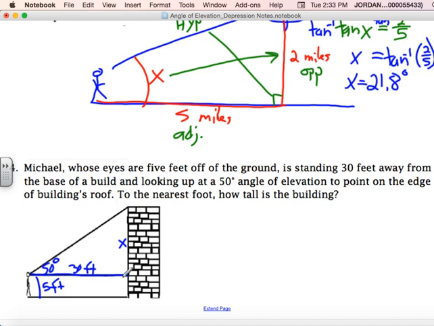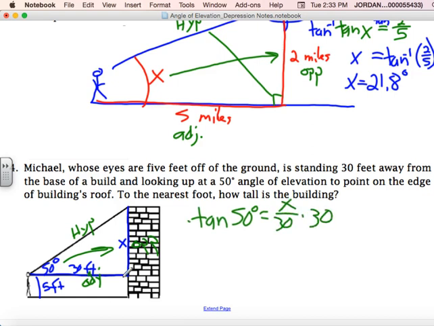So this triangle right here, from his eyes out, his eyes aren't at the base of the building. So when we find this x, we're just finding this distance from the top of the building down to his line of sight, to the horizontal line. So that's why once we find that, we just have to add on 5 at the end to know the height of the building. Okay, so which trig function are we going to use? Well, this is the opposite side, and 30 is the adjacent side, because your hypotenuse is this one. Which trig function uses opposite and adjacent? That's tangent. So we do tangent of 50 degrees equals opposite x over adjacent 30.